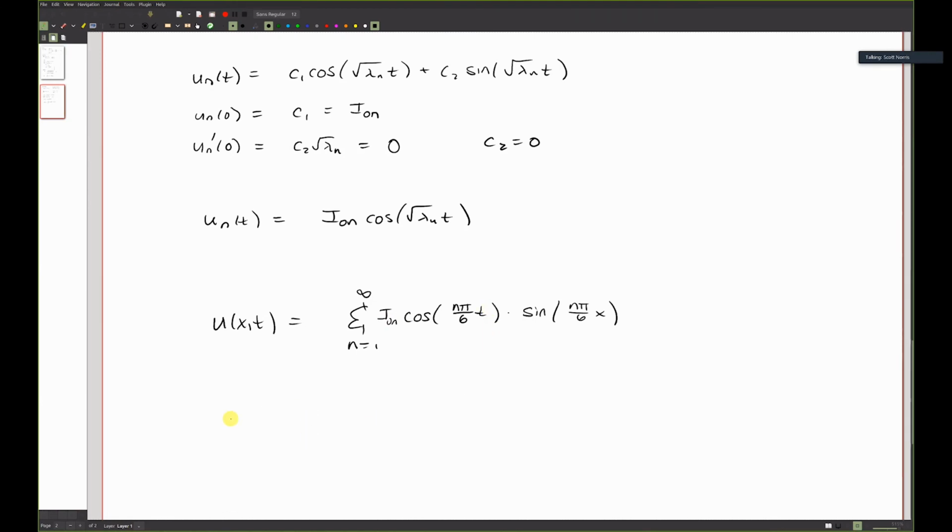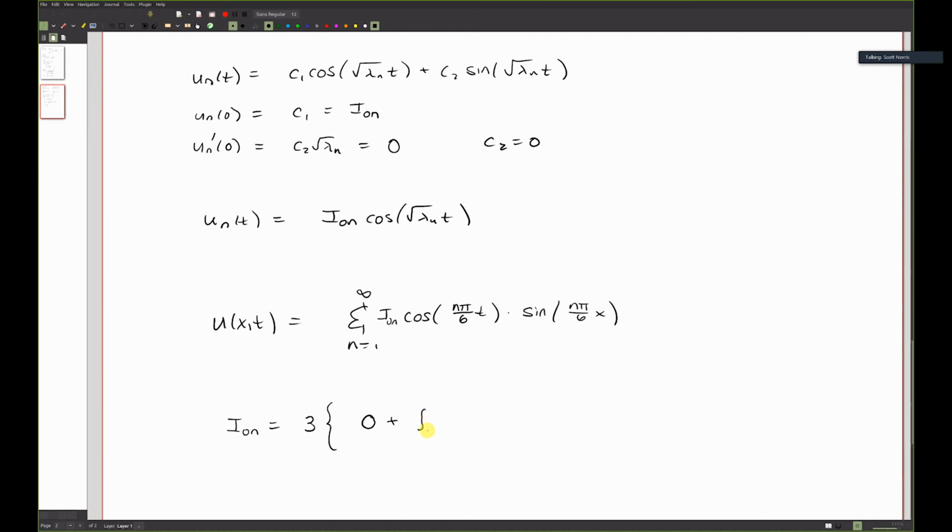And I0n remains to be calculated, right? I0n is going to be 3 times the integral from 0 to 6 of I0 of x times sine n pi x over 6. But remember, the way I0 of x is defined, it's actually 0 between 0 and 2. So you're not going to get any contribution from x 0 to 2. So I'll write 0 here.